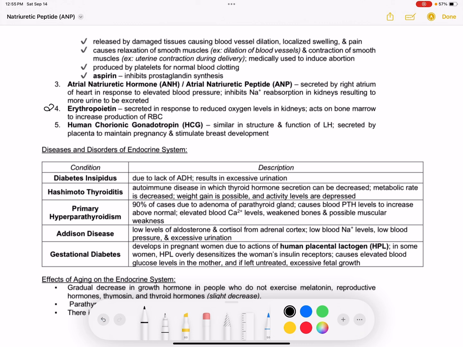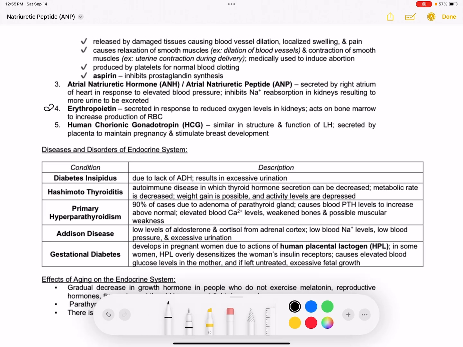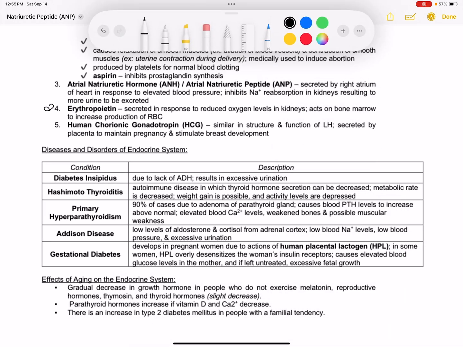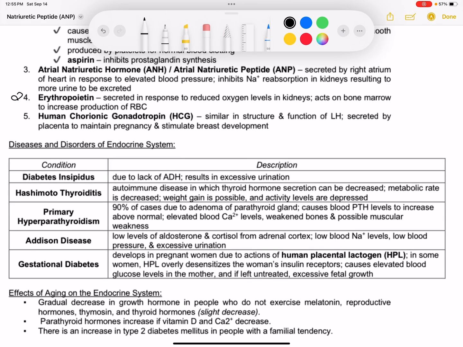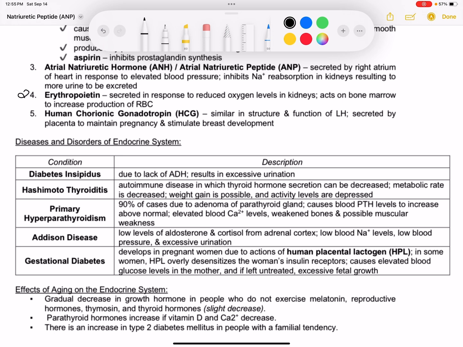Human chorionic gonadotropin or HCG is similar in structure and function to the luteinizing hormone. It is secreted by the placenta to maintain pregnancy and stimulate breast development. Okay? So, for the diseases and disorders of the endocrine system, diabetes insipidus is due to lack of ADH, which results in excessive urination, due to lack of antidiuretic hormone.